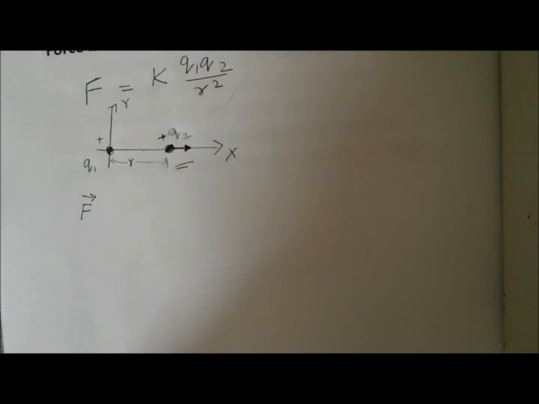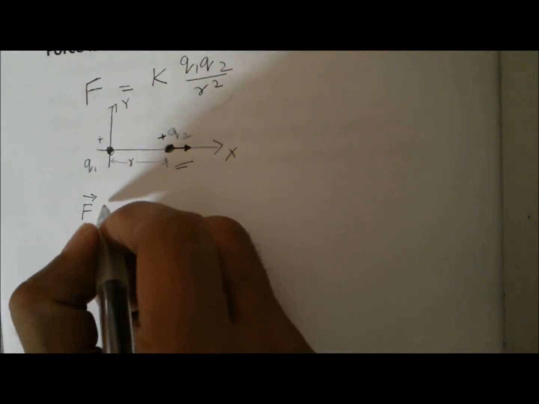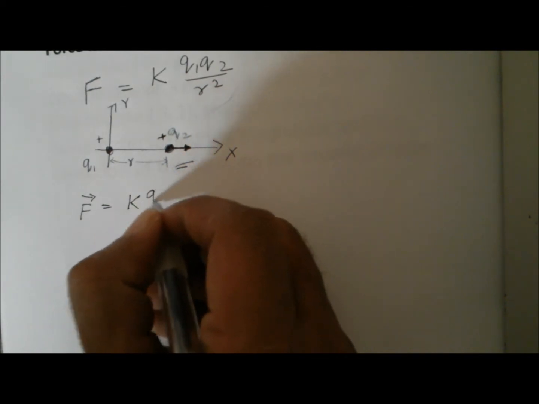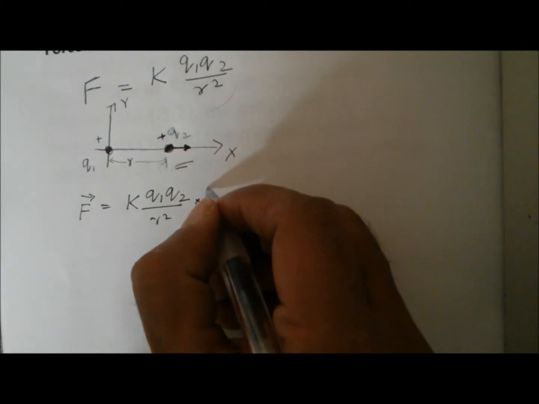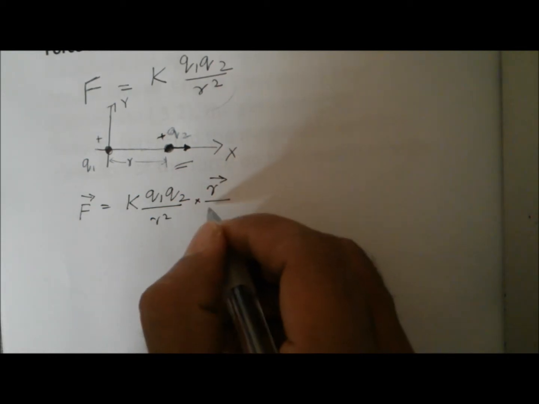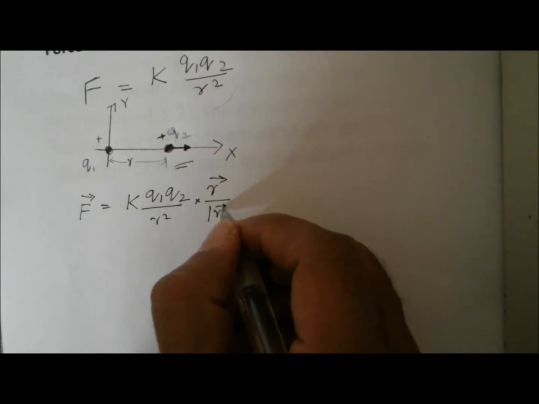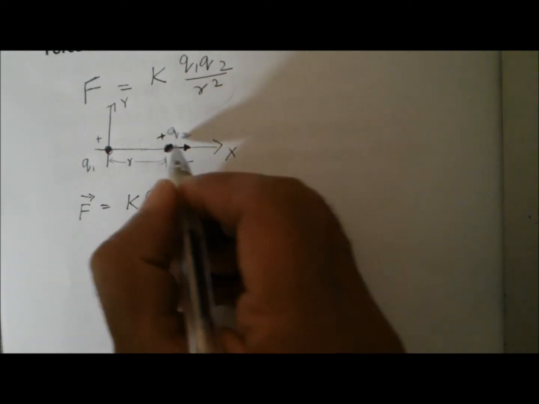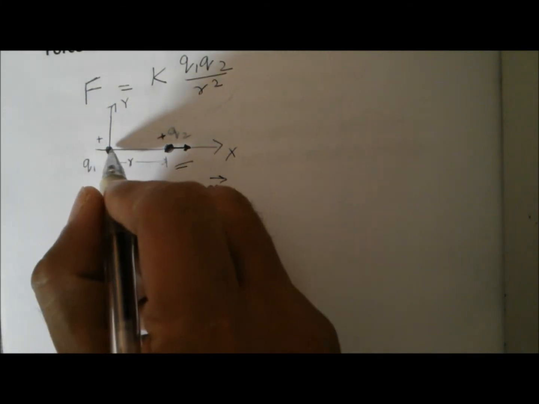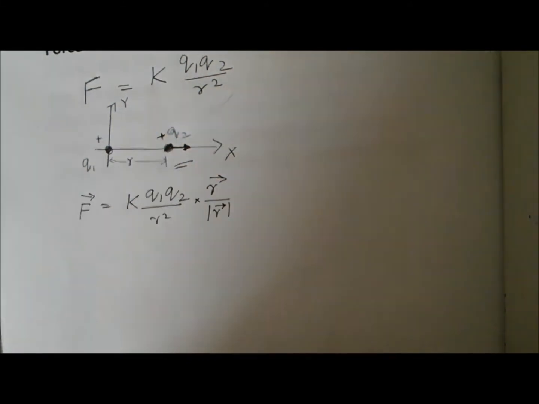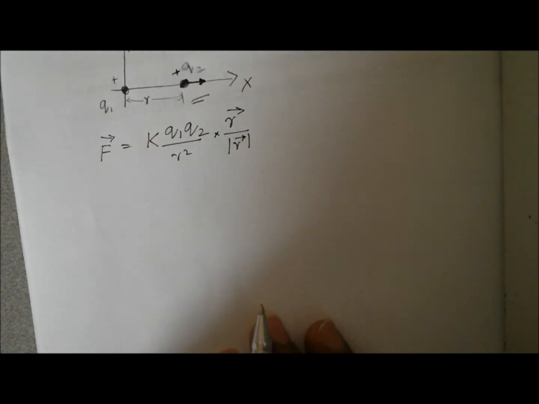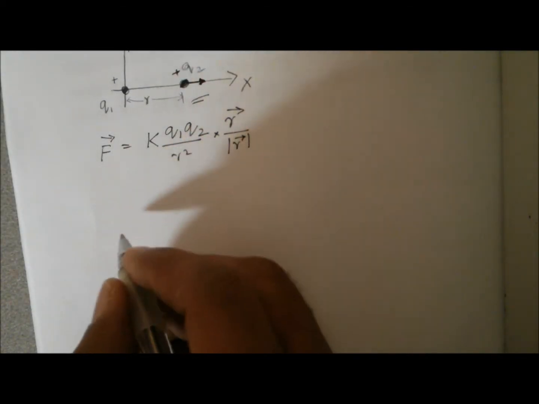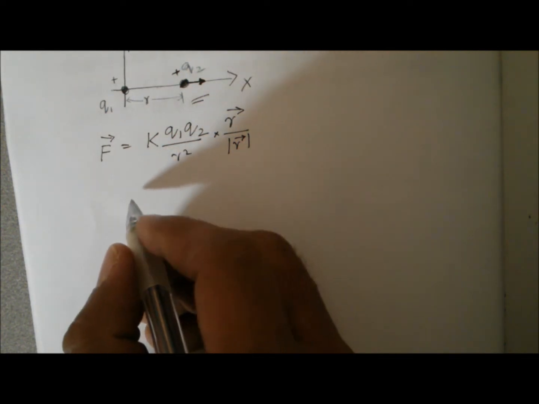So this is formally defined as force vector F. If we are using the formal notation of vector algebra, we represent it as k times q1 q2 divided by r squared, multiplied by r vector divided by the magnitude of r vector, which essentially gives a unit vector pointing in the direction of the line joining q1 and q2. Now we will not use formal vector algebra, but we will show what it means when you have more than one charge in any two-dimensional geometry.